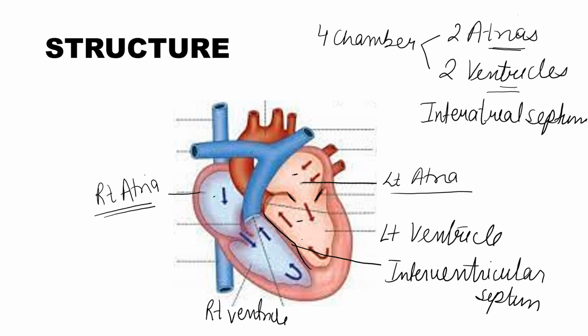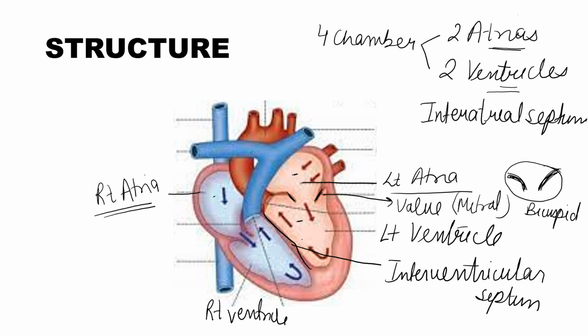Now there are some structures, this one and this one, separating this portion from this portion, so atria from ventricles. These are nothing but valves. And how are these valves named? If we see these valves, there are structures like cusps, like this. The number of cusps will decide which valve it is. On the left side there are two cusps present in the valve. That's why we call it bicuspid. The other name for bicuspid is mitral valve. So this is your mitral valve.